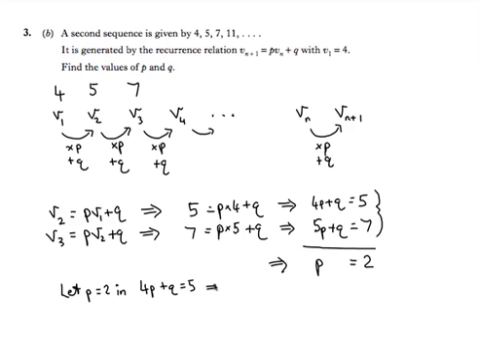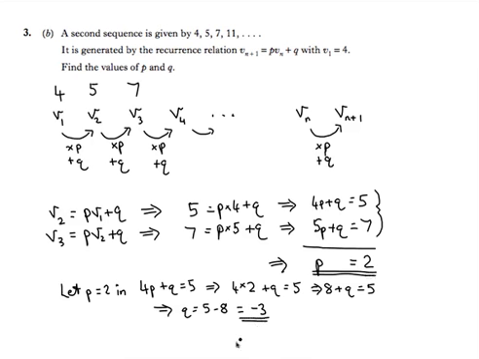What does that mean? It means that instead of 4 times p, we've got 4 times 2 plus the q equals 5. So we've got 8 plus q equals 5. So q, we take 8 from both sides, q must be 5 minus 8. So therefore q equals 5 minus 8, which is minus 3. So there's our two values. p is 2 and q is negative 3.